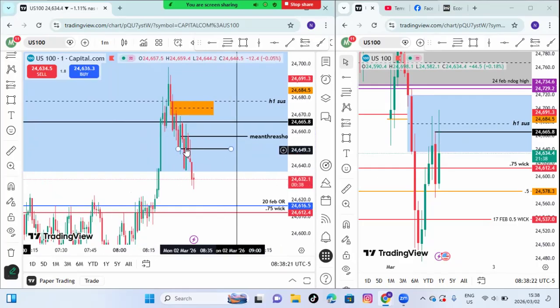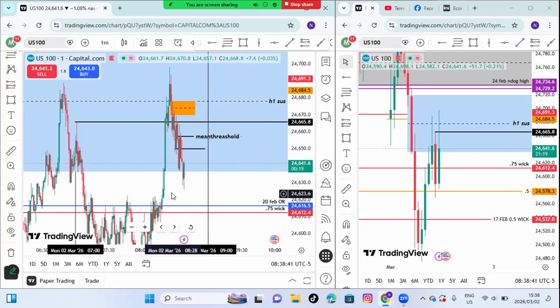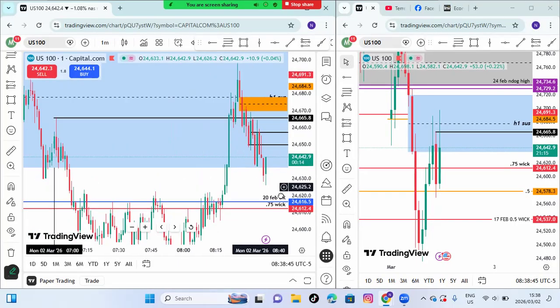So we see mean threshold respected, goes below. Again, this candle goes, hits the order block. This candlestick goes up, hits this order block here. Can't reach mean threshold, so it goes down, taking out the sell side here. That's nice.